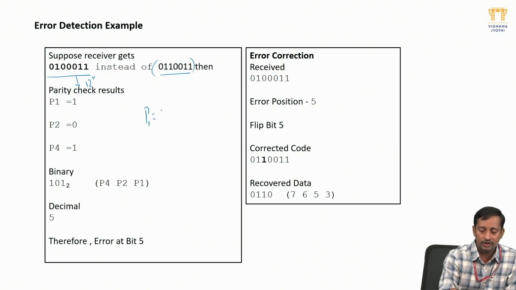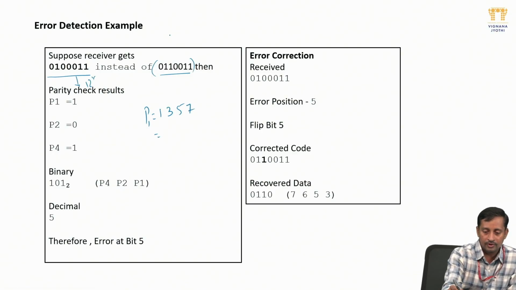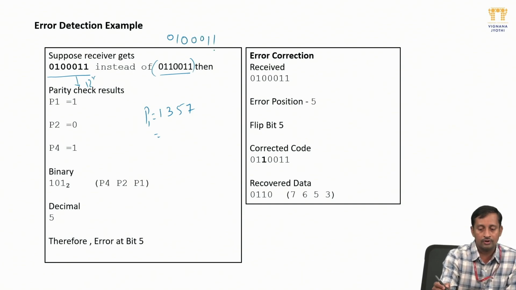What are the positions for P1? It is 1, 3, 5, 7. So take the same example. I'm writing here 0, 1, 0, 0, 0, 1. Write the positions. This is P1, this is P2, and this is D1, P4, D2, D3, D4. That is the first position, second position, third, fourth, fifth, sixth, and seventh position for the data they have received.